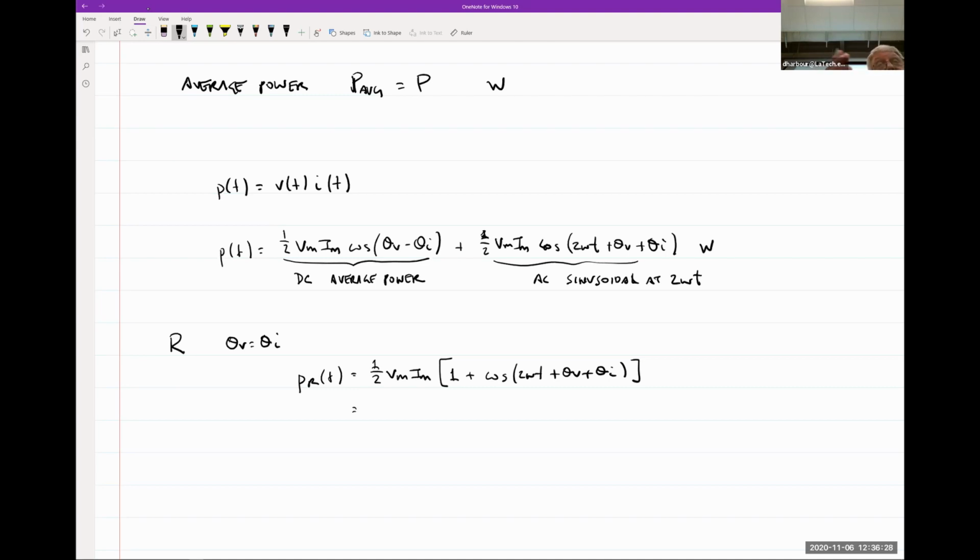If we just know the voltage across the resistor, then just like in a DC circuit, we can use a shortcut and say, well, that's 1/2 Vm squared over R times 1 plus cosine of 2 omega t plus 2 theta V, since now we only have Vm and theta V, and theta I is going to be the same thing. Or we could write it as 1/2 Im squared times R, times 1 plus cosine of 2 omega t plus 2 theta I, where we know Im and theta I. So we've got various forms here that we can use to find instantaneous power across a resistor.